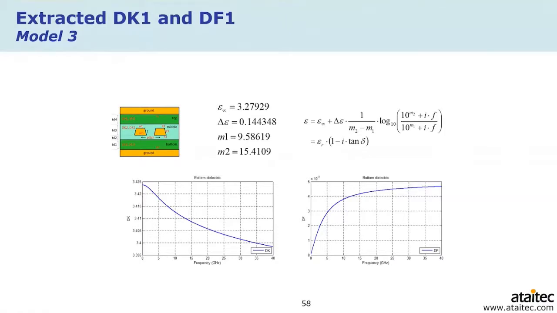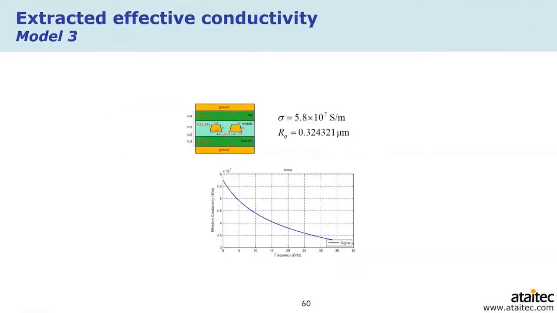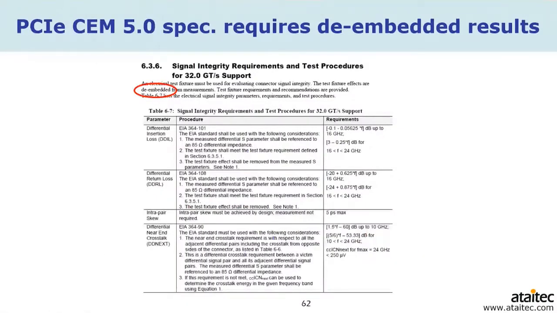So here's a quick summary of the extracted Dk and Df, right? And then effective conductivity. And after we got that model, we can now talk about S parameter for any length and, yeah, to any frequency. So let's talk about the PCIe 5.0 spec, because now it's gaining more and more interest. And yeah, we note that the PCIe 5.0 spec actually defines the spec after the embedding, right?